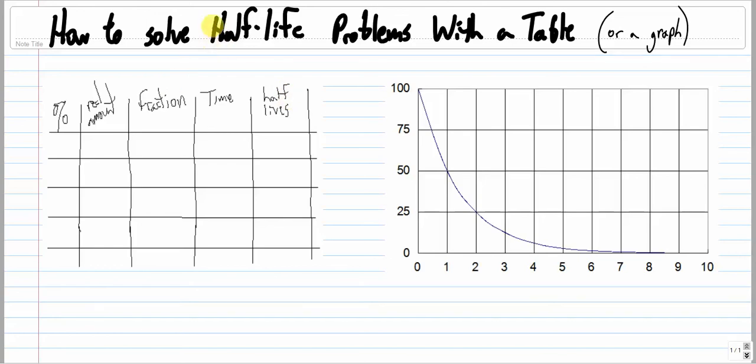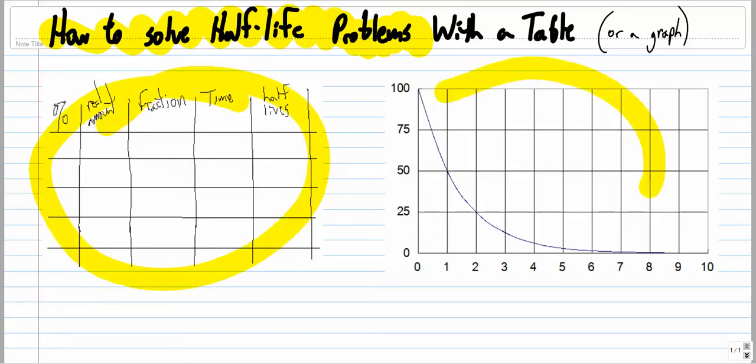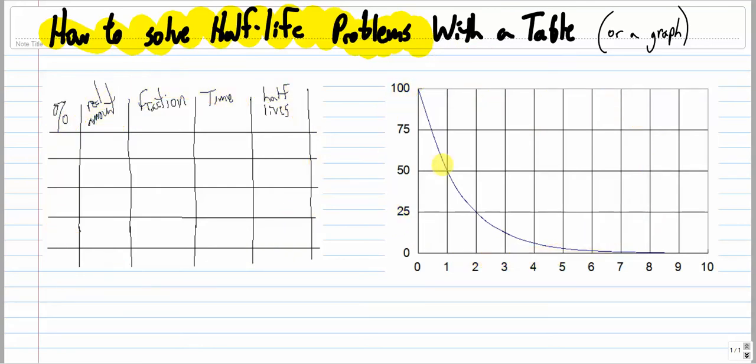Alright, you are watching this video probably because you need to know how to solve half-life problems for the first Half-Life quiz. There is an advanced Half-Life quiz we'll talk about later. But there's two ways that I like to think about solving these problems. Using a table like this or a graph like this, and if you do these enough you can kind of see them both in your head when you're doing them.